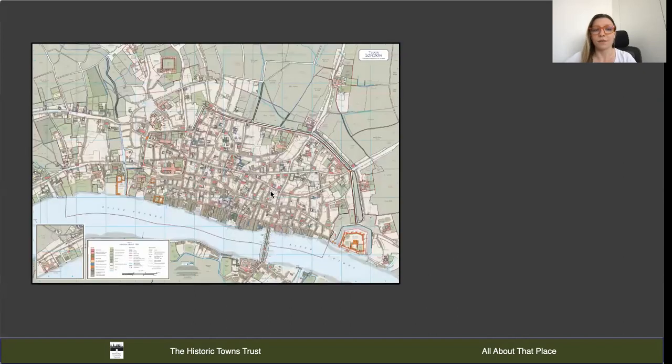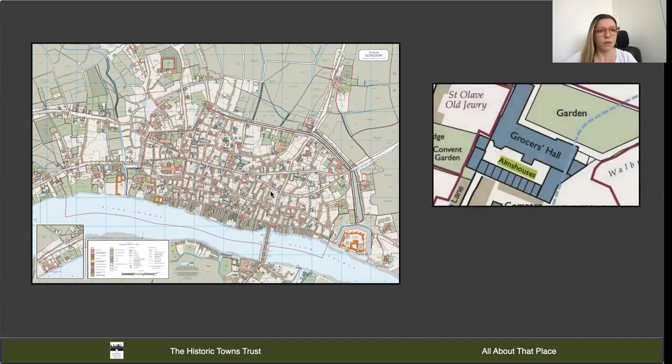A good place to start is with a map. If you have a rough idea of where your ancestor lived, looking at a general map of the area can give clues about its affluence. For example, here we have the Historic Towns Trust's map of Tudor London at about 1520.